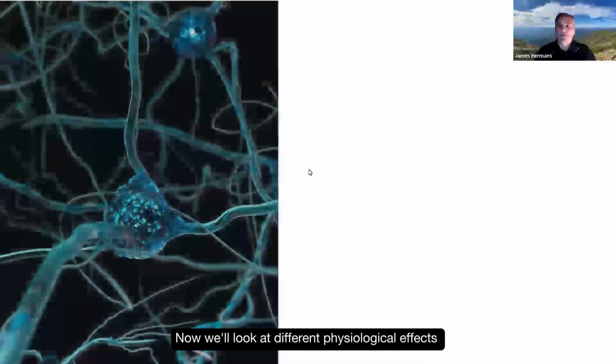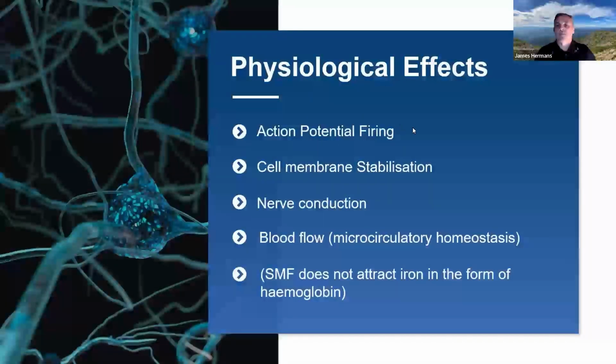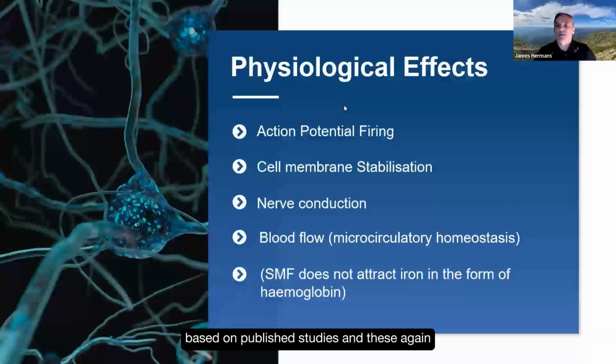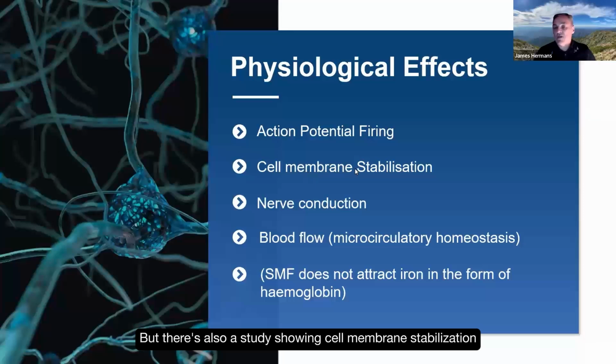So now we'll look at different physiological effects based on published studies. And these, again, so we're going to look at different magnet design producing different physiological effects. We're not going to look at all of these, but we're going to look at the action potential firing. But there's also studies showing cell membrane stabilization, nerve conduction, and differences in blood flow.